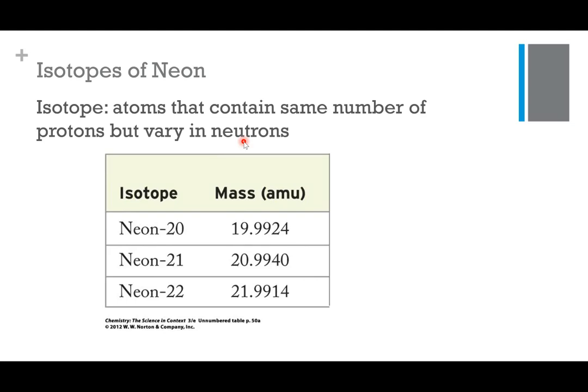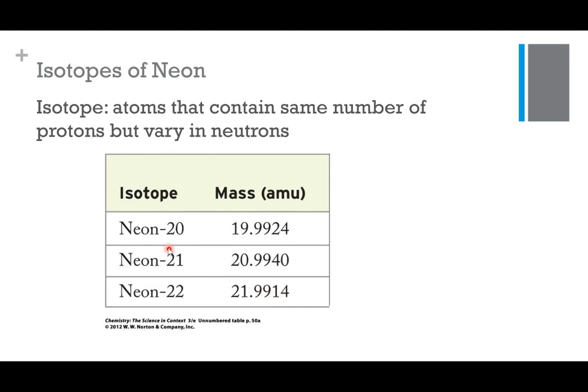So here we see 3 isotopes of neon. In this first isotope of neon, we see that it has a mass of roughly 19 AMU. Next isotope of neon, mass of 20. Next isotope of neon, mass of 21. So what we see is as we go down this chart, the mass goes up by essentially 1 AMU.